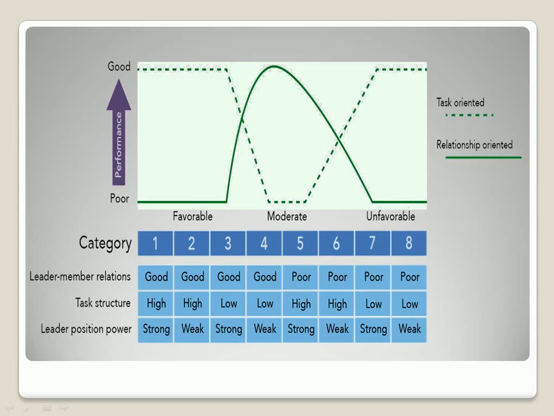However, the relationship oriented leaders usually view their LPCs more positively, giving them the highest score. So these are the high LPC leaders, and they focus more on the personal connections, and they are good at avoiding and managing conflict as well. And they are better able to make complex decisions as well. So this is what the Fiedler model is all about.